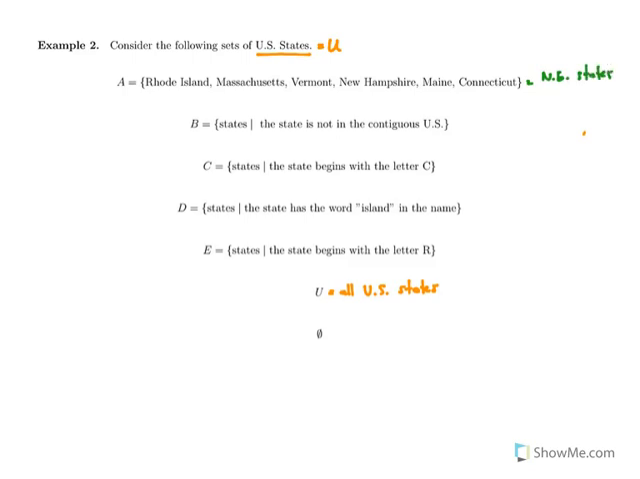And note that sometimes New York is included in that list and sometimes it is not. I guess I'm not including it here. I'm not trying to make any claim or taking any position on anything. B is the states such that the state is not in the contiguous U.S. Again, this is set builder notation. We're saying all states such that the state is not in the contiguous U.S. That is the lower 48 states. That's the continental U.S. So that is just the states Alaska and Hawaii.